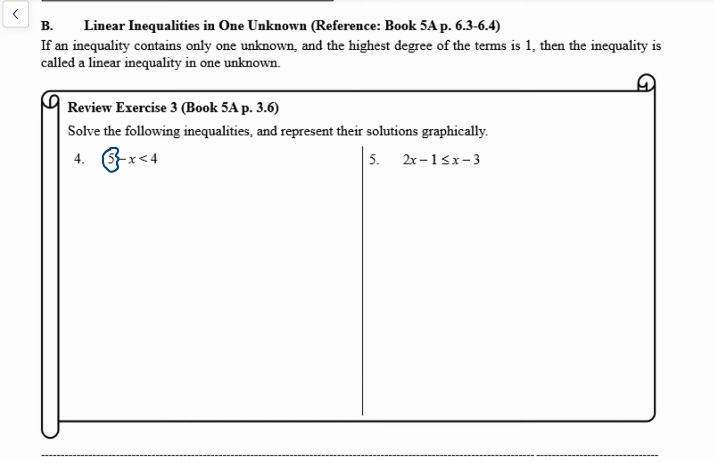Let's get rid of the constant 5. 4 minus 5 is negative 1. And I need to divide by negative 1 to get rid of this negative sign. When I do so, I have to change the sign. So the solution will be x greater than 1, and let's represent the solutions graphically.